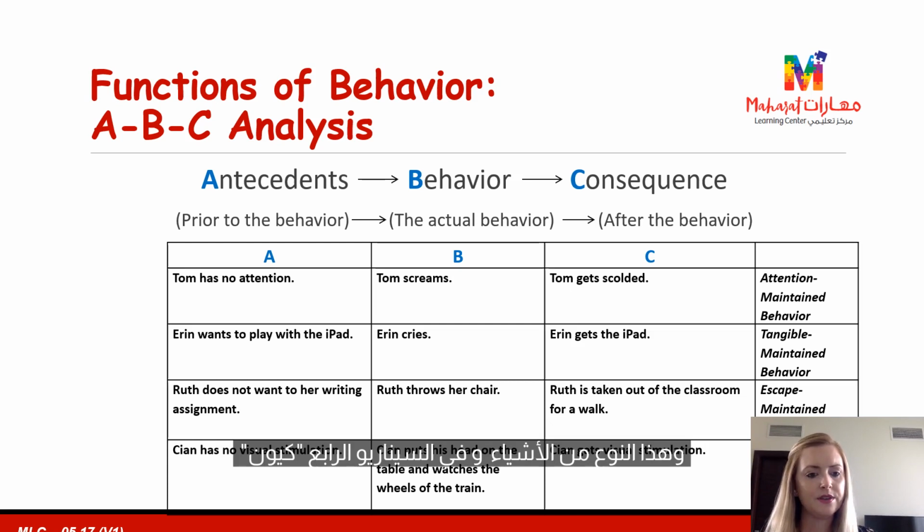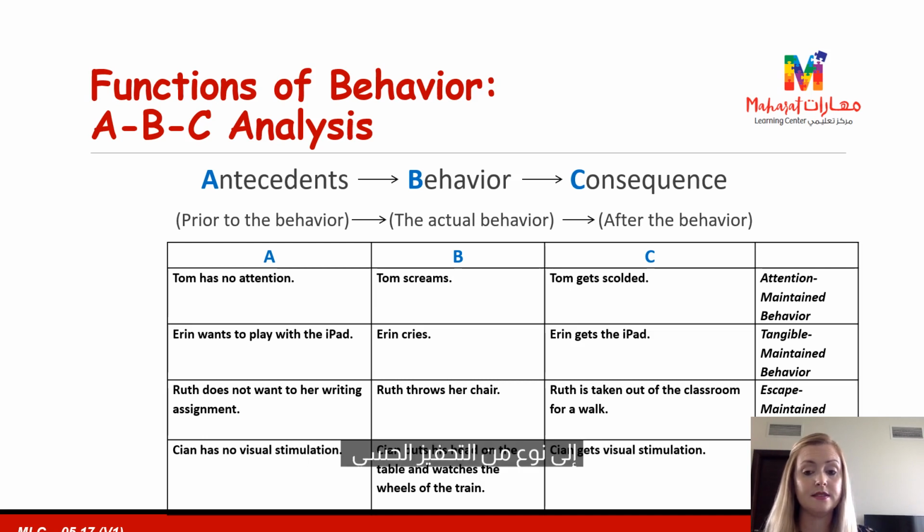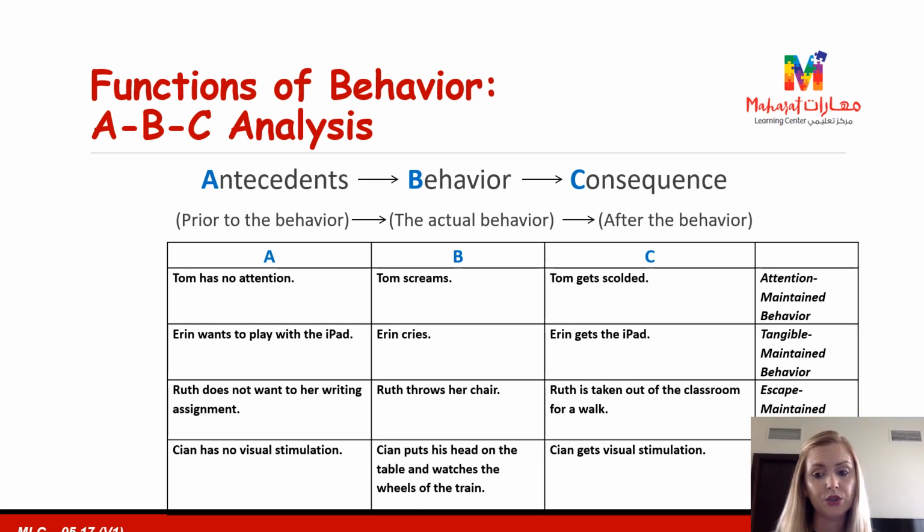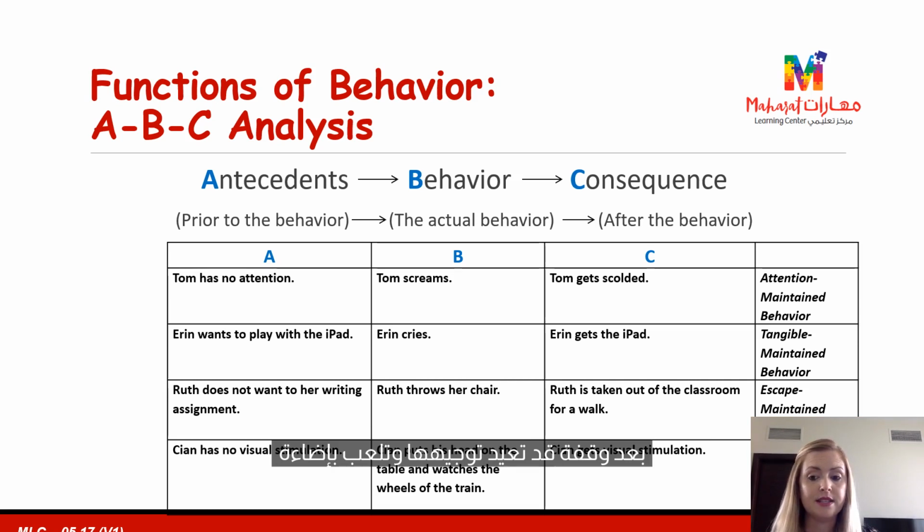In the fourth scenario, Kian is getting no visual stimulation. When he puts his head on the table and watches the wheels on the train, he gets the visual stimulation. Nothing else has changed in his environment after the behavior. If you see something like this happening over and over again, you would conclude that Kian's behavior of looking at the wheels on the train is occurring primarily to access some kind of sensory stimulation. And if you did conclude this, you would not give any attention for the behavior. After a pause, you might redirect him to play with a light-up toy, some kind of appropriate toy that he gets the same kind of feedback from. And we would put in a program in which he gets access to more appropriate methods of visual stimulation routinely.